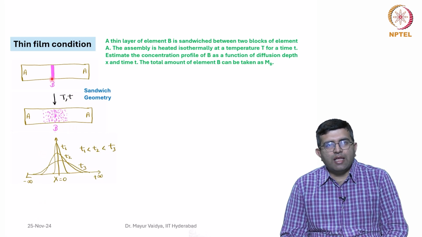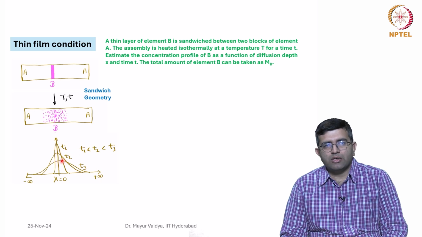And you will see that initially if somebody draws, the B was concentrated only at x equal to 0, then as the time progresses, the concentration of B at the center will keep coming down and the B will spread like this. So this is what is indicated in the profile, that at a shorter time t1 you had much higher concentration of B at x equal to 0, which keeps on reducing as you increase the time. And here what happens also is that B goes much deeper into the A.